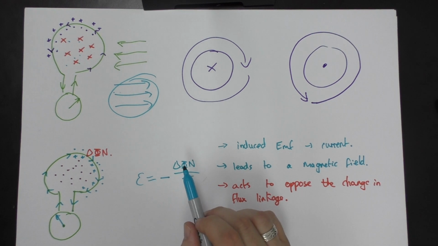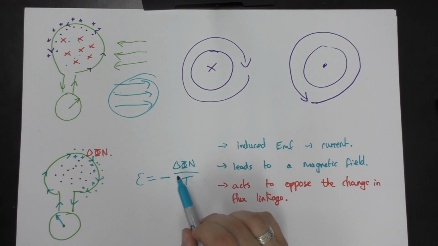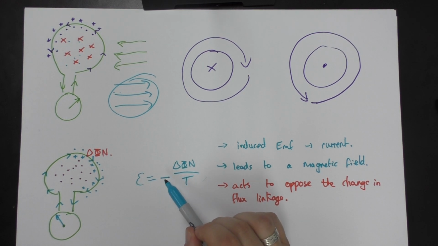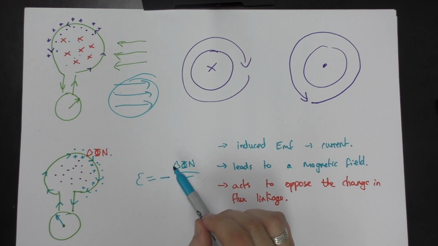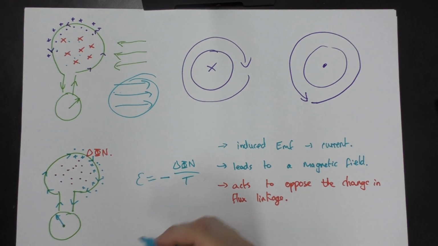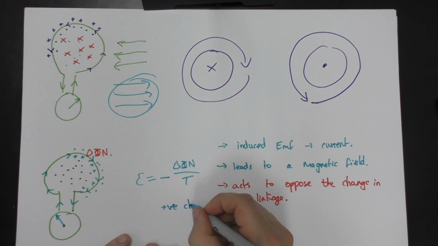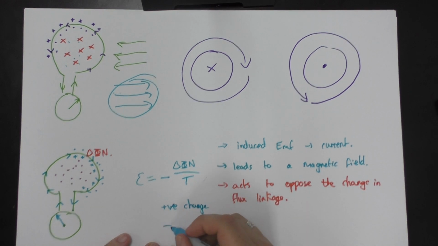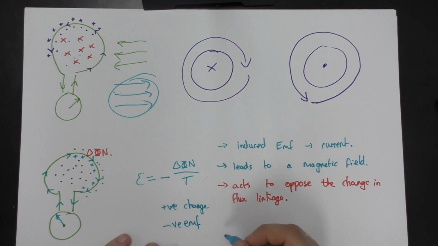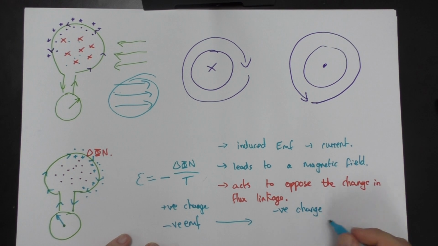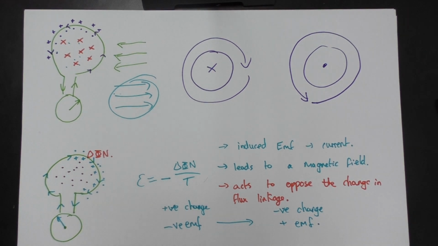And so you can see here that the negative means that if I get a positive change in flux linkage, then I'm going to get a negative EMF. If I get a negative change in flux linkage, I'm going to get a positive EMF because I'm going to have negative negative. So we're going to get both observed there. So just bear that in mind. I'll write that down. A positive change leads to a negative EMF, whereas a negative change leads to a positive EMF, because they're always in opposition in that case.